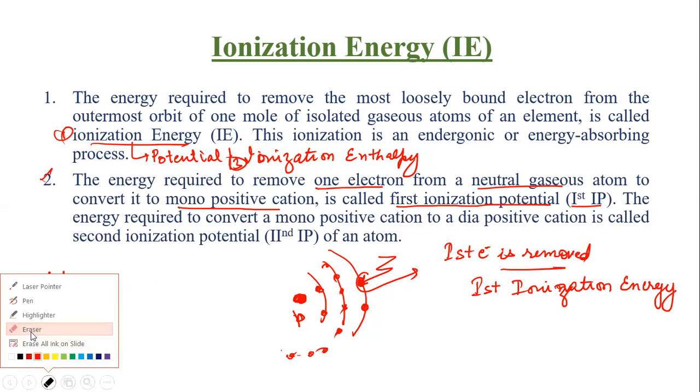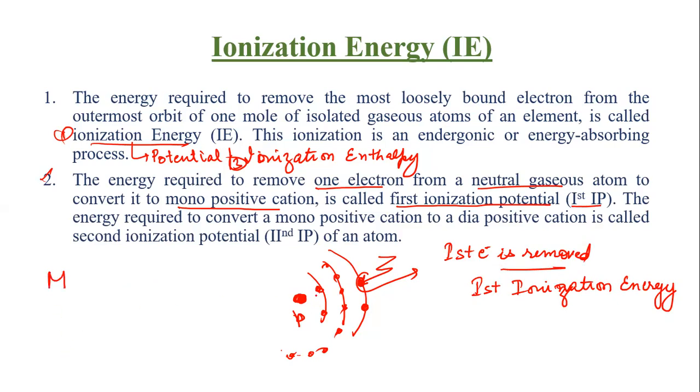Now suppose this is 1, 2. This is 2 electrons, 8 electrons, and there are 2 electrons. So 2, 8, 2, it's 12. It means it is magnesium. Suppose this is magnesium. That atomic number is 12. So there are 12 electrons.